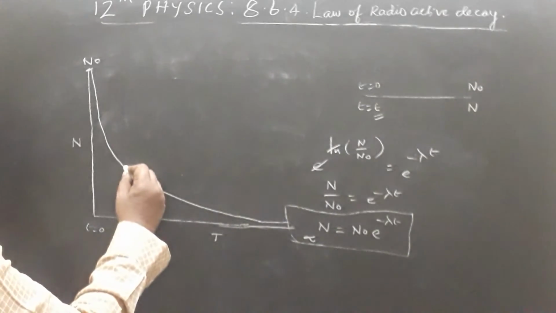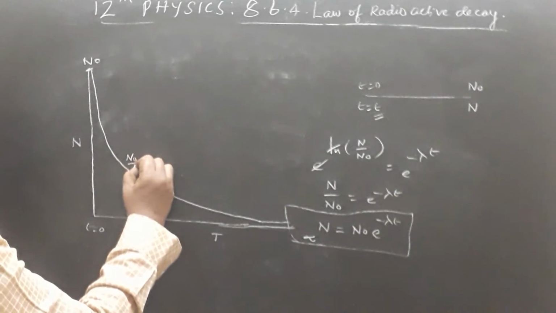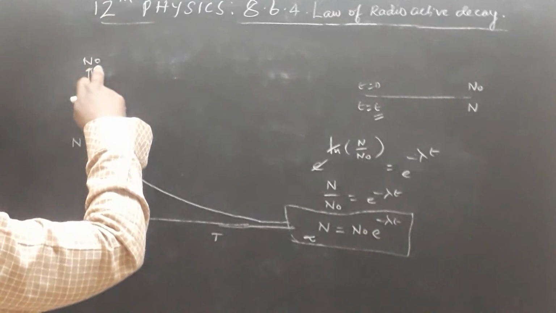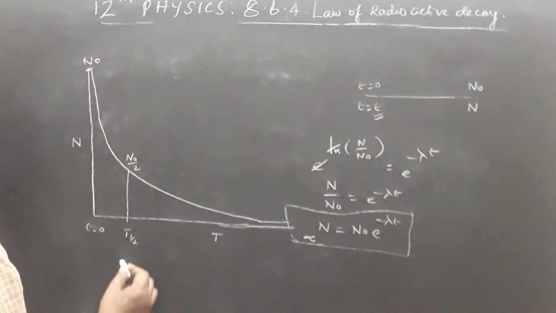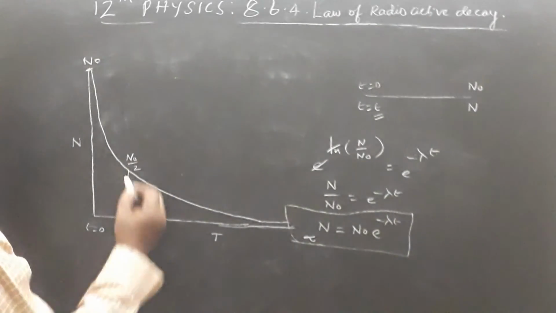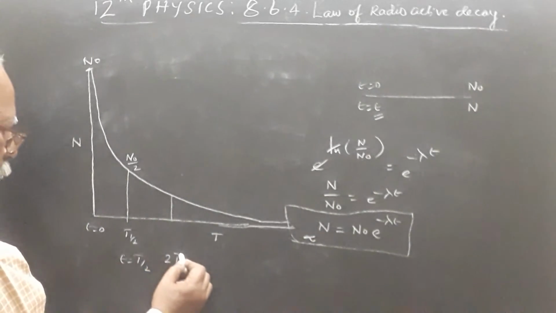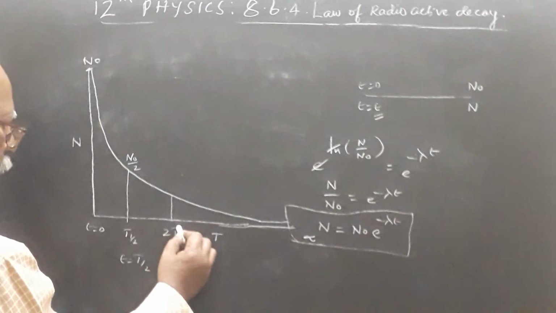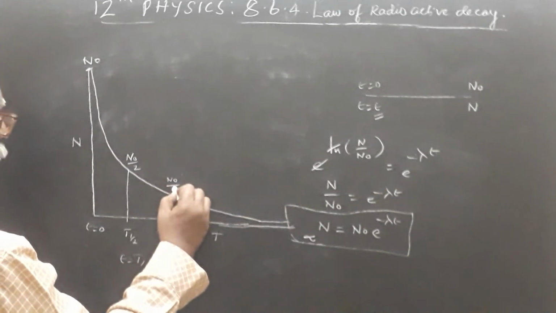Now you want to find how much remains. This is called N naught by 2. Initially, when t equals 0, the total number of undecayed nuclei is N naught. When t equals T half, it is N naught by 2. When t equals 2 T half, it is N naught by 4.